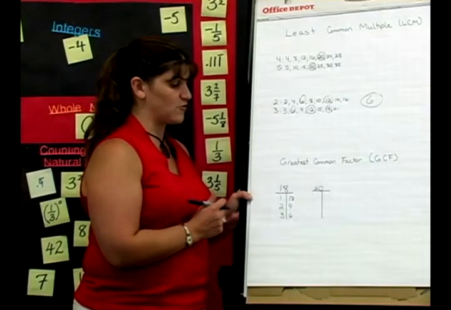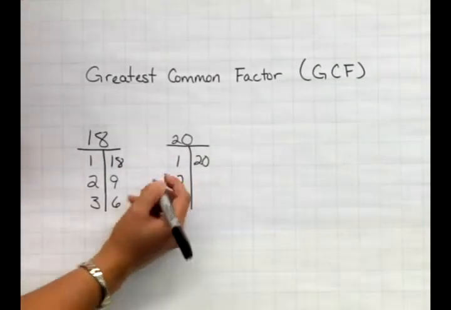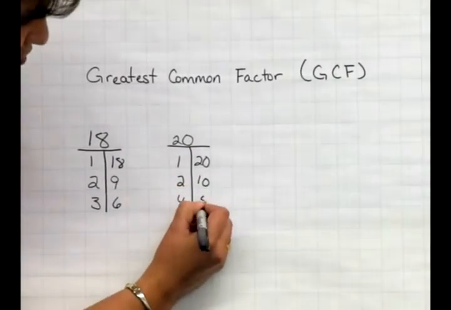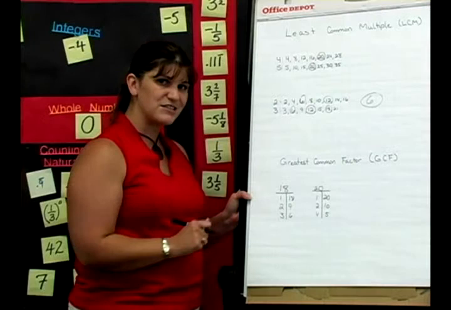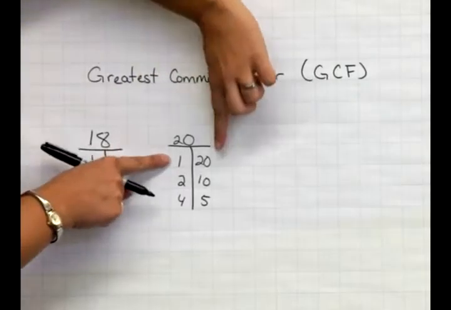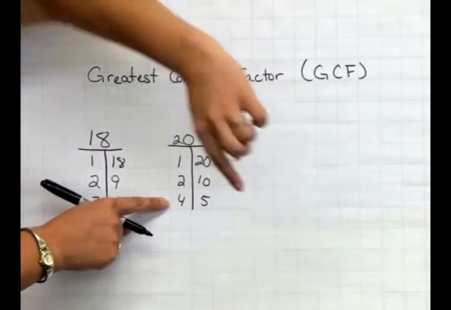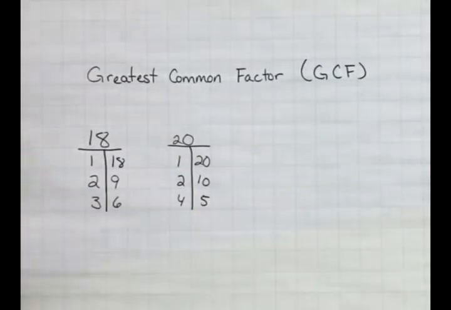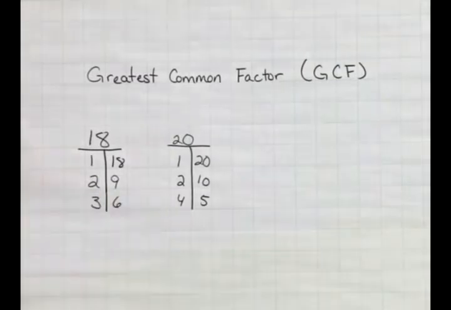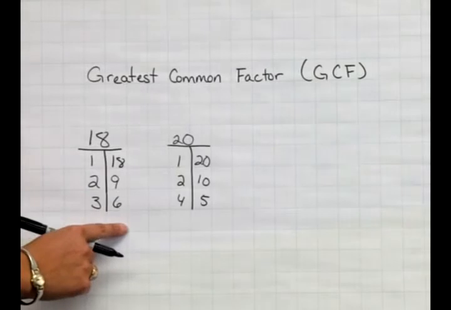I'm going to do the same for 20. Beginning with 1, 1 times 20, it's a multiple of 2, 2 times 10, and 4 times 5. Now here's a nice trick to make sure I know all of them. You can see I have the smallest factor and the largest, and they go up. Okay, so it continues on. So I have a 4 and a 5. There's no whole number in between there, so I know that I have all of my factors. Now with 18, I have a 3 and a 6 here.